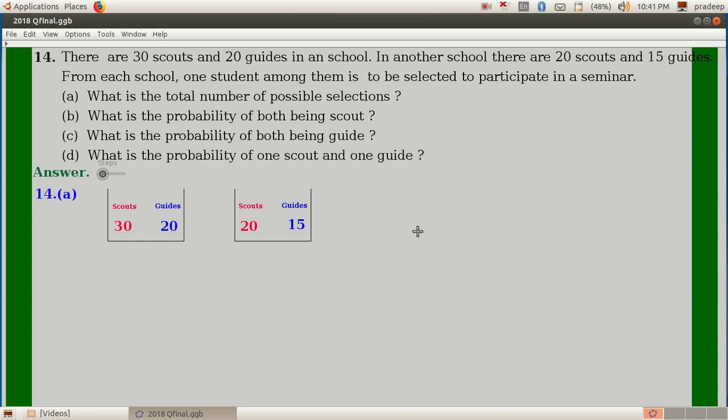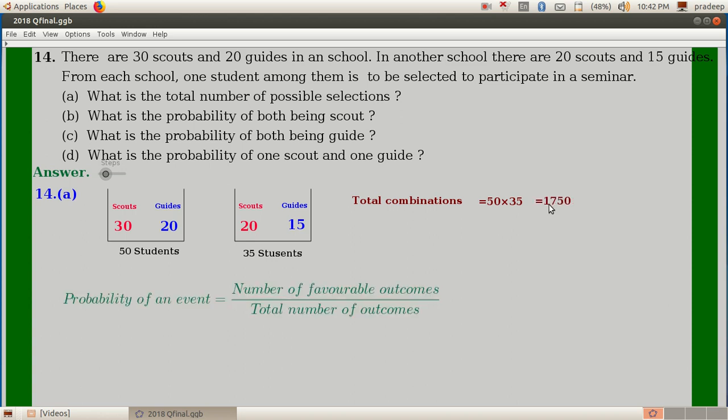The first question is to find out the total number of combinations. Here there are 50 students and here 35 students. So the total combinations, one from here and one from here, there are 50 into 35 combinations, that is, the total number of combinations is 1750. We know that probability of an event is equal to number of favorable outcomes divided by total number of outcomes.